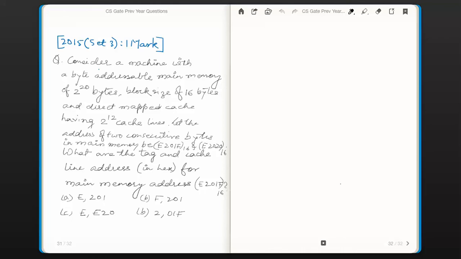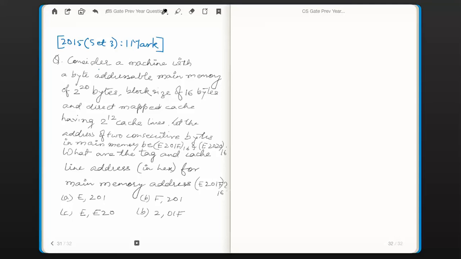Hello everyone. In this video session we are going to attempt the next question of computer organization from the topic main memory and cache, and this question is of 1 mark. It was asked in the year 2015 in set 3.